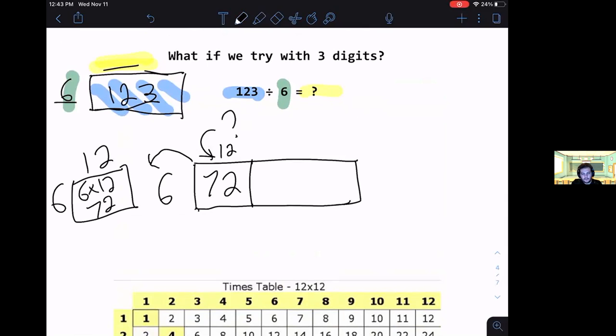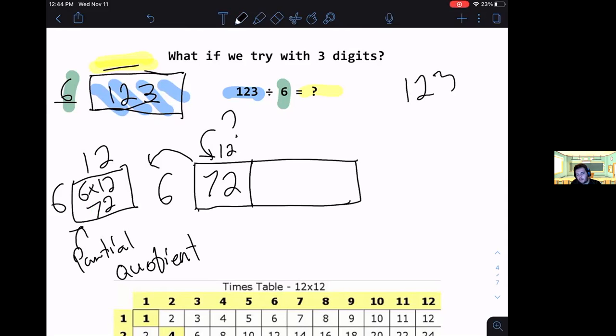And that's going to be part of it. It's not quite the same because remember, our goal here is to find the number 123. This is part of it. And if you guys remember, it's a partial quotient. We call that a partial quotient. Let's continue. So we take 123 and we're going to subtract 72 because we've already figured out where 72 of those came from. 3 minus 2 is 1.